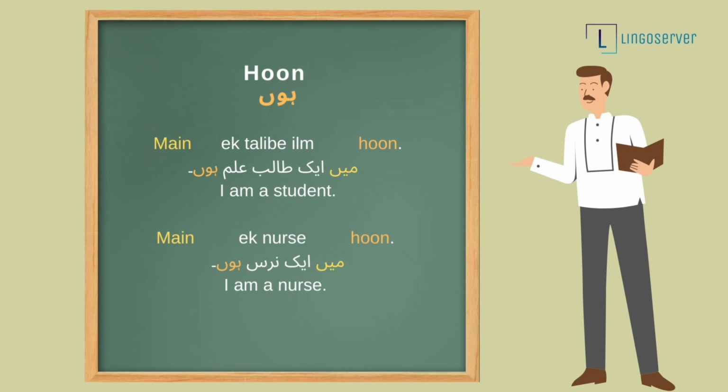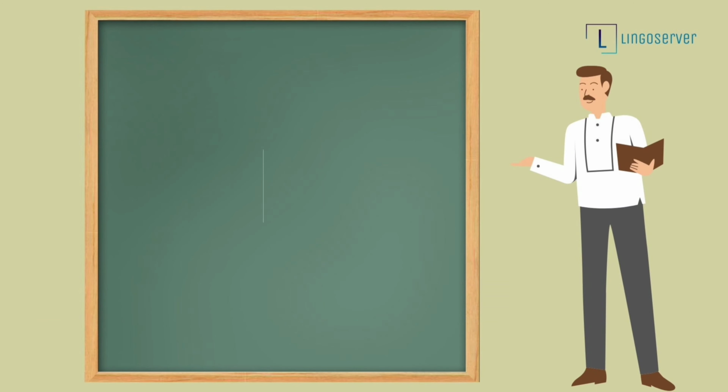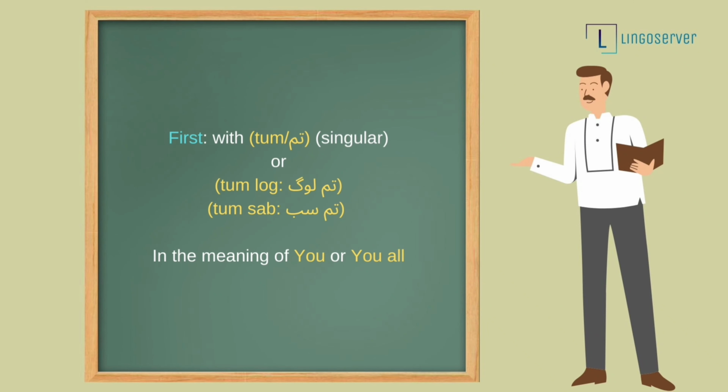Here we noticed that we have used हूँ with मैं. So, whenever you use मैं, either you are male or female and the sentence is in present, you will just use हूँ. And now we'll talk about the last helping verb of the present tense in Urdu, and that is हो. हो is used for two meanings. First, with तुम, singular, or with तुम लोग or तुम सब, plural. Either they are male or female. In the meaning of you and you all.